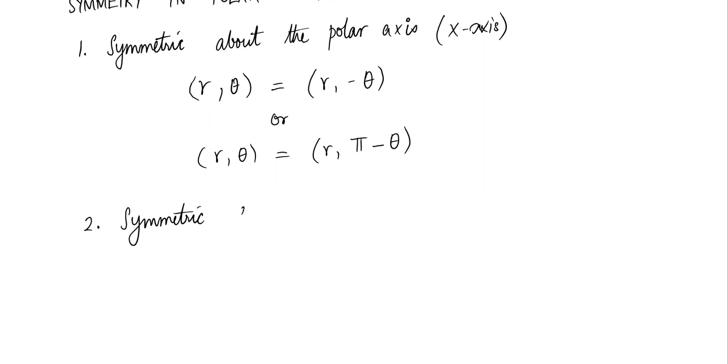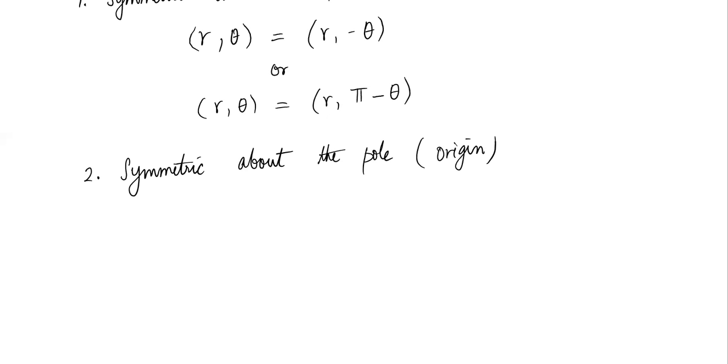Symmetric about the pole. The pole is the origin. Remember symmetry about the origin? In the XY situation, we would call it symmetry about the origin, as odd functions. Here it is symmetric about the pole.